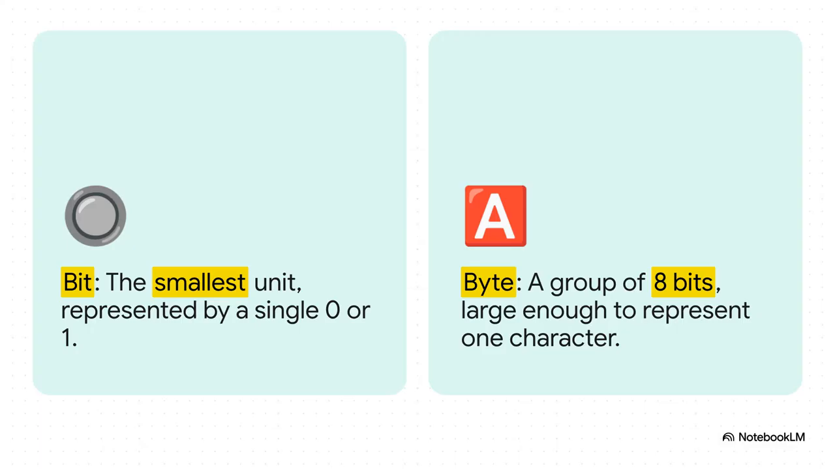So you can see the scale here, and this is the crucial part. A bit is just the switch, but a byte? That's the first building block we can actually recognize as real information. It's the difference between a single on-off signal and a complete readable character.